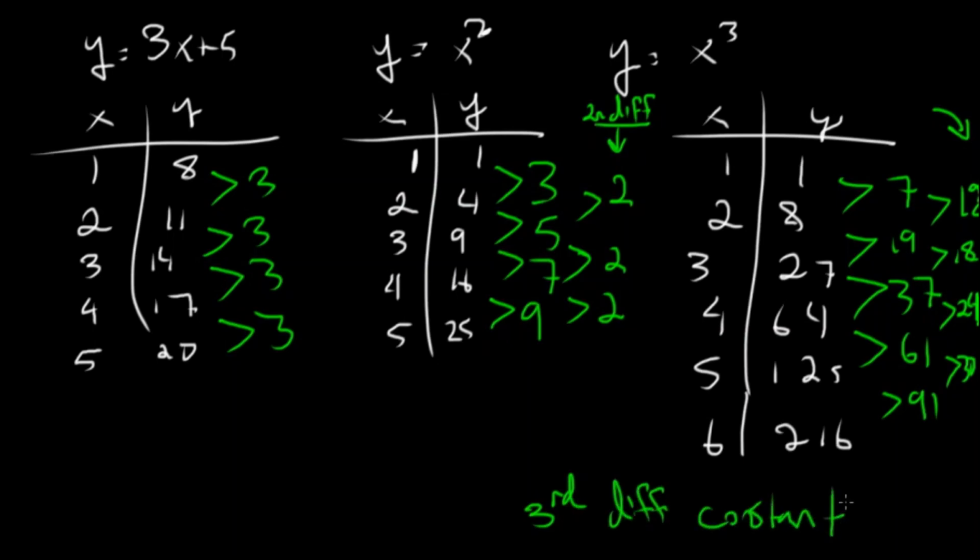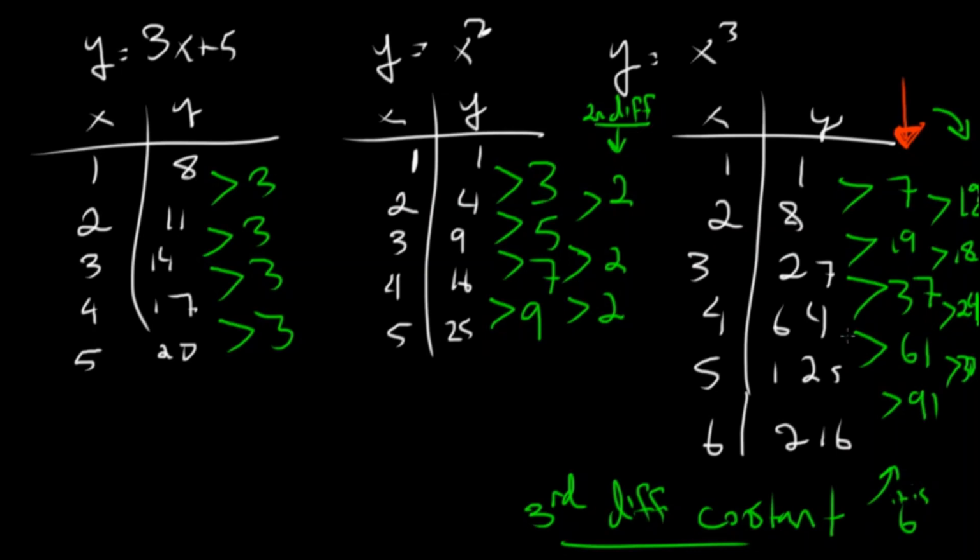That's going to be important. The third difference in a cubic is constant. Here it is 6. You might be able to guess how far you need to go out for a quartic or a quintic function. In a quartic, the fourth difference is going to be constant. In a quintic, the fifth difference is going to be constant. So how does that help us here? Well, let's look at the following.